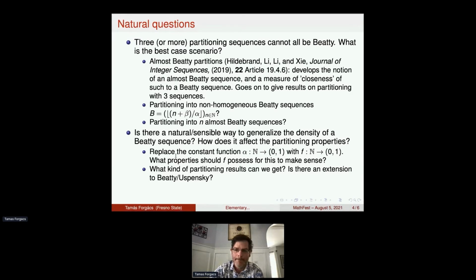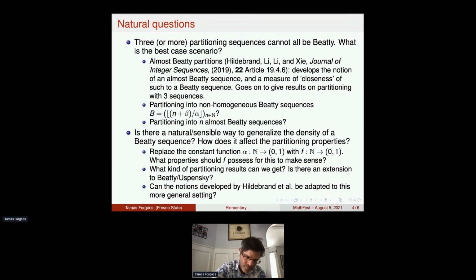Okay, so I'm going to switch gears and talk a little bit about the second set of, well, you're right, yeah. So notions developed by Hildebrand, are they or are they not adaptable to a generalized notion of density in that setting?